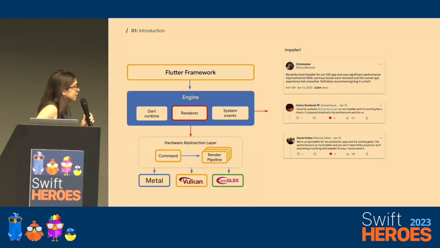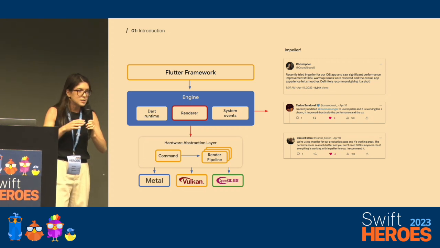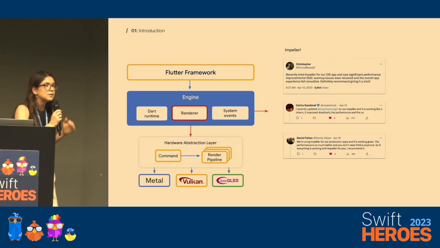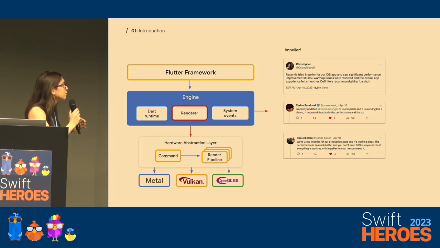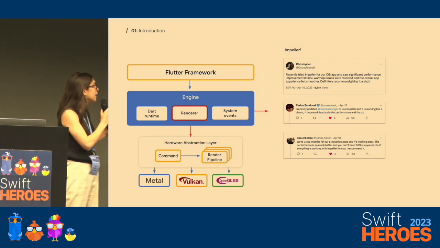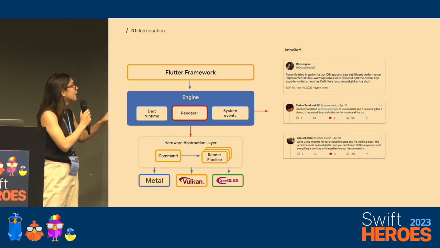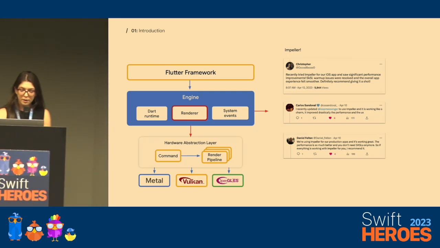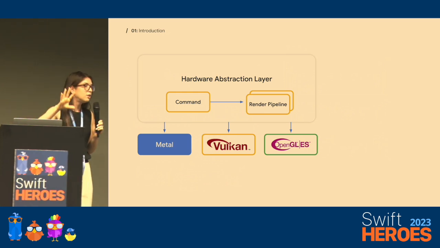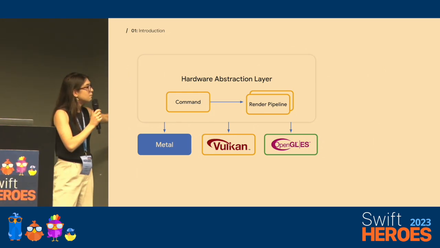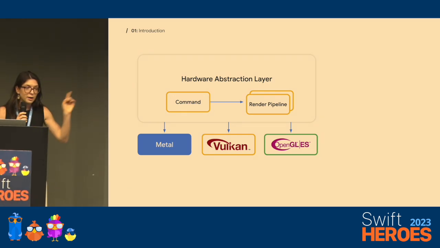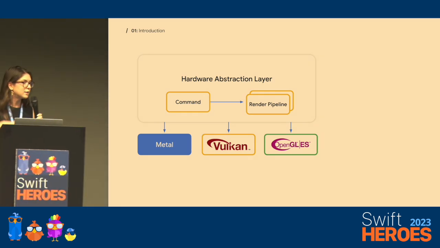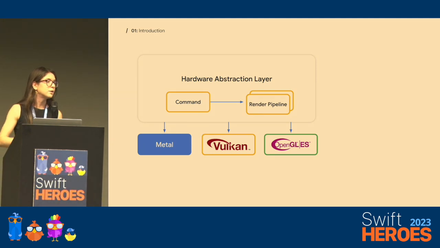So Impeller is composed of a bunch of different layers, and I won't go into the technical details, but the bottommost layer is called the hardware abstraction layer. And this is where we actually take the low-level commands for rendering different pieces of UI, and we translate them into rendering pipelines depending on the different device that the app is being run on. So for iOS, we're actually taking the Flutter UI commands and translating them directly to Metal pipelines. So that's one way that Flutter integrates with Apple's frameworks, by directly talking to Metal in a really similar way that native frameworks might do.